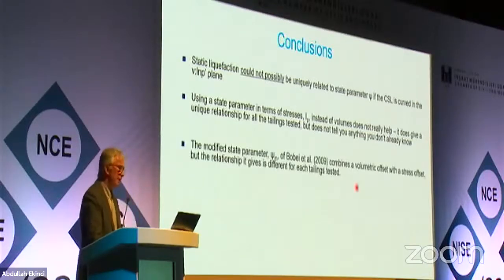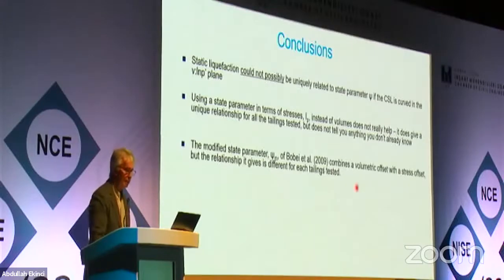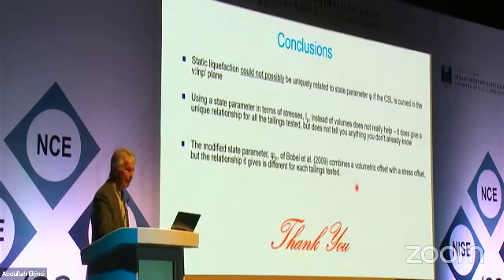Modified state parameter psi m, of Bobei et al., is combining volumetric and stress offsets, but the relationship's different for every soil. So again, I'm not sure how that's helped me. I've been thinking about how to come up with a modified state parameter myself. I can't think of one. If you can, please let me know. Thank you very much.